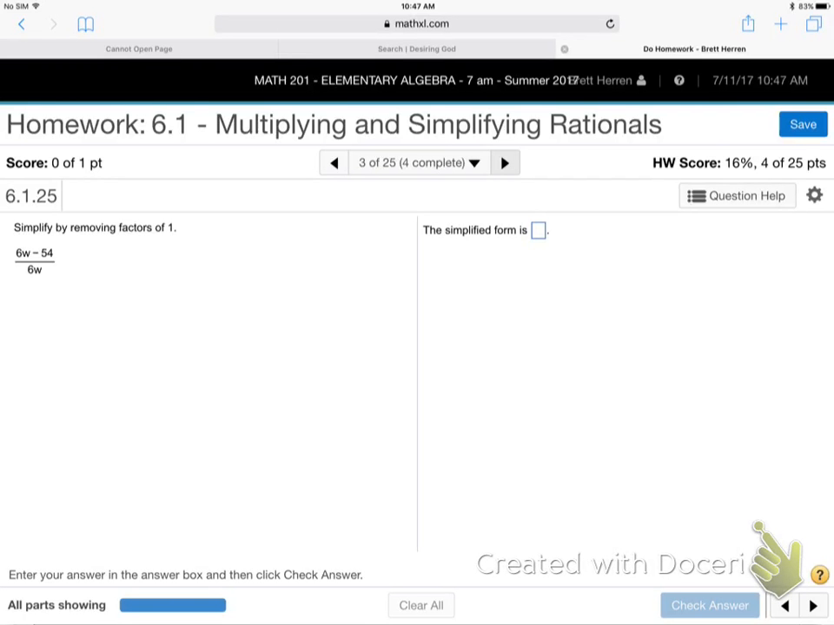All right, number 3 here. This is question 3, 6w minus 54 over 6w. Got to reduce it. So what do we do to reduce them?